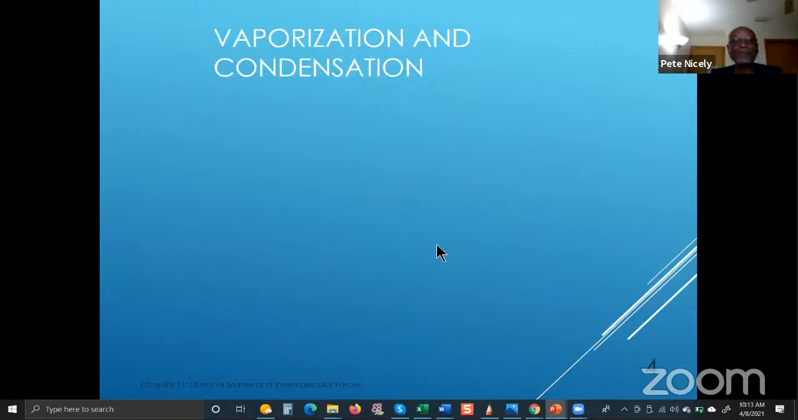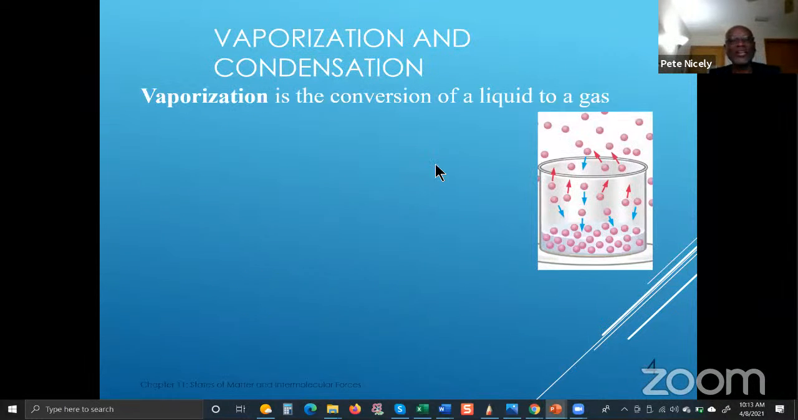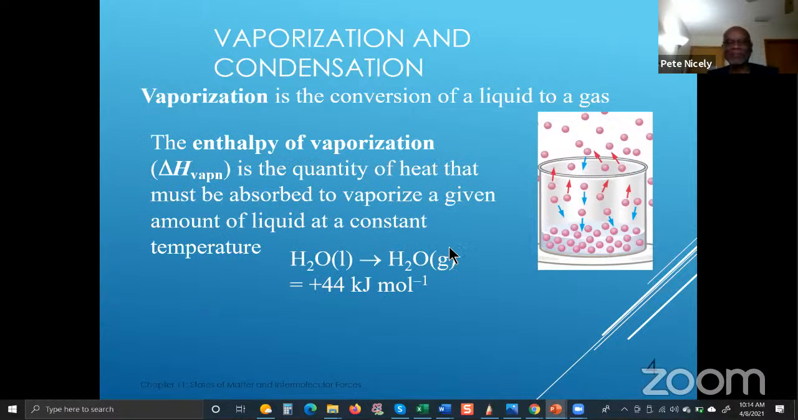Okay, so let's talk about certain terms. Again, these are terms you should have met before in reference to the change in state. If we're talking about a liquid, let's say water, and it goes into the gaseous state, then that process is called vaporization. That process requires enthalpy or energy, and therefore we can quantify the amount of enthalpy that is needed for that change, and that is called the enthalpy of vaporization, which by definition is the amount of heat that must be absorbed to vaporize a given amount of liquid at a constant temperature.